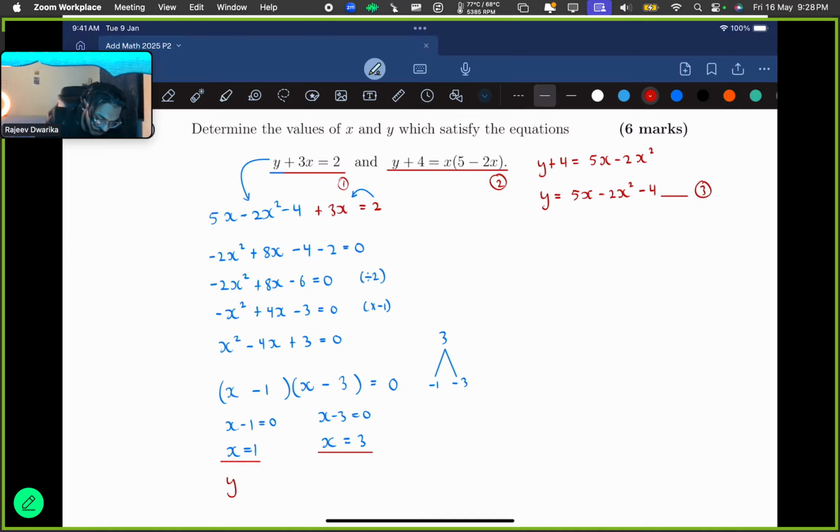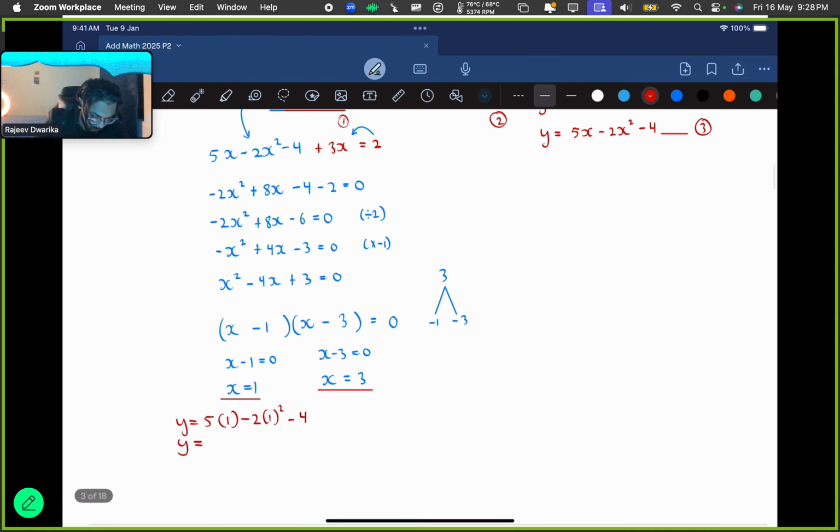Right, so over here, anywhere I see an x, I replace it with 1. So that's going to be y is equal to 5 by 1 minus 2 by 1 squared minus 4. Plugging that into the calculator, tell me what you getting. Minus 1. Alright? So the first point is 1 comma minus 1. Yes or no?